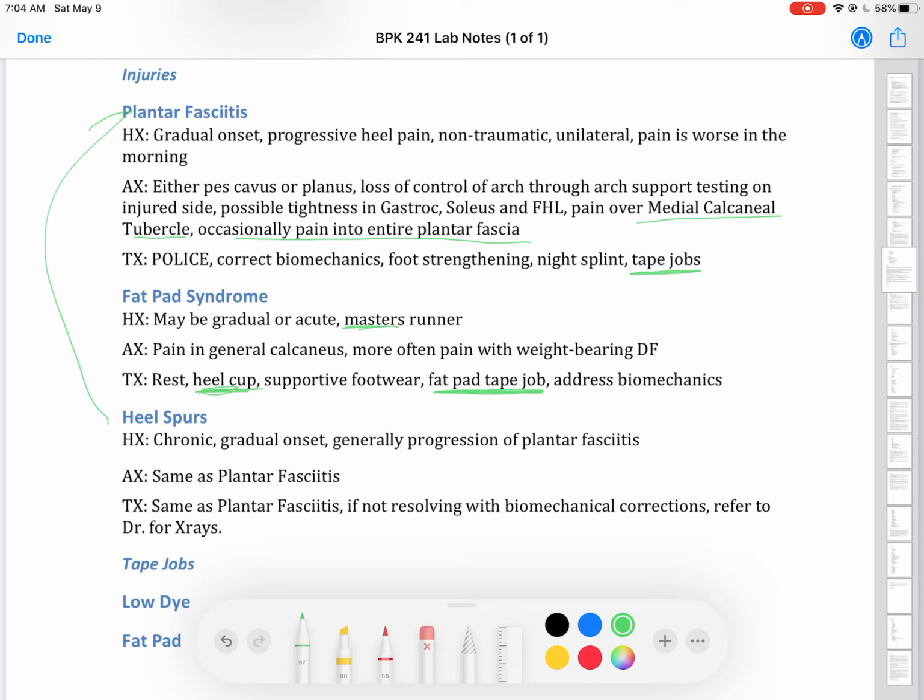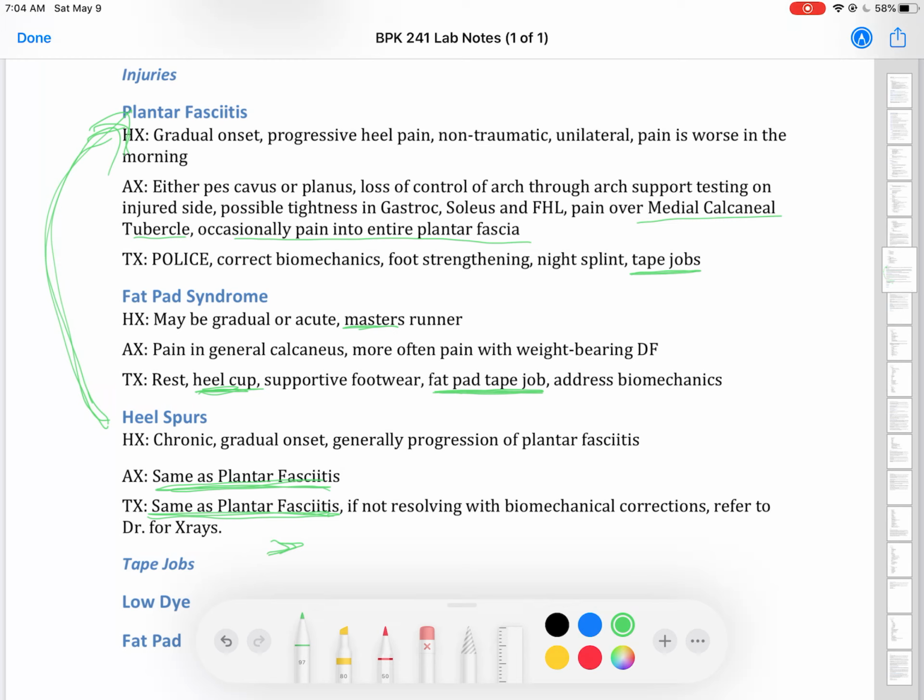Heel spurs are related to chronic plantar fasciitis. So somebody that's been dealing with plantar fasciitis for months and sometimes years, and that continued pull on the plantar fascia at the medial calcaneal tubercle where it originates on the bottom of the foot, your body responds to increased stress in an area by laying down more bone. So we'll start to see this bony spike that grows out away from the medial calcaneal tubercle, and it'll show up on x-ray. Their assessment is going to be the same as it would be for plantar fasciitis, and our treatment would be the same as it is for plantar fasciitis, as described earlier.